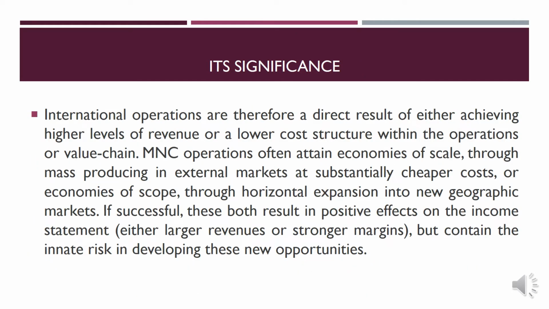So, what is the importance of multinational corporation or global corporation? International operations are therefore a direct result of either achieving higher levels of revenue or a lower cost structure within the operations or value chain. MNC operations often attain economies of scale through mass producing in external markets at substantially cheaper costs or economies of scope through horizontal expansion. Okay, so it's horizontal expansion into new geographic markets. If successful, these both result in positive effects on the income statement but contain the innate risk in developing these new opportunities.